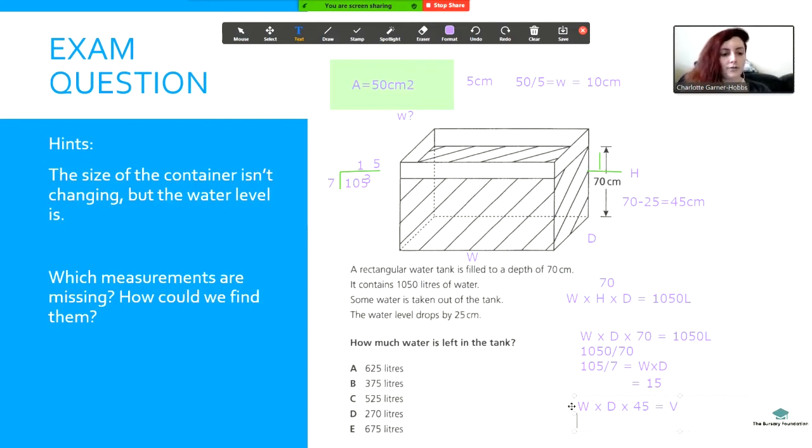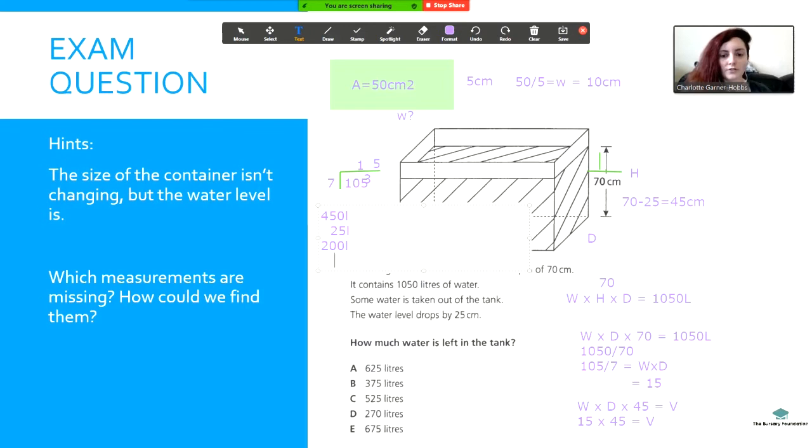I also know that the width times the depth got me the value of 15. So if I do 15 multiplied by 45, that's going to get me the volume of water in this tank. So again, quick workings out at the side here. I know that if I do 10 times 45, that's going to get me 450 litres. And if I do 5 times 45, I'm going to break that up. So 5 times 5 is 25, and 5 times 40 is 200. Quickly add it all up.